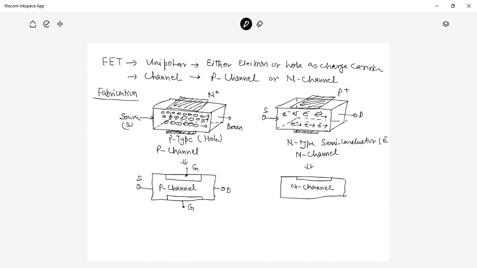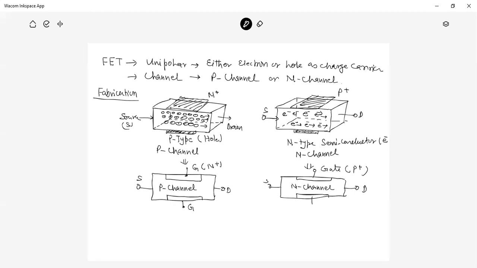And these are the heavily doped regions, known as gate. This gate is P plus. Here, this gate is N plus. And this point is source, and this point is drain.